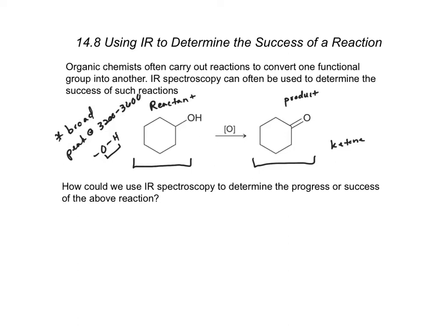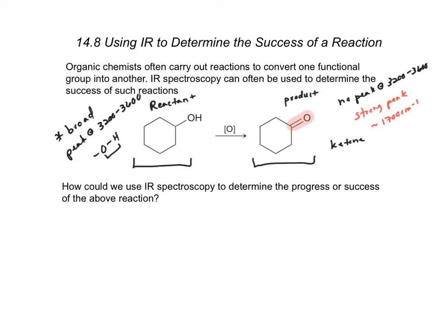No. So one big indicator is that there'd be no peak at 32 to 36. That would have completely disappeared. There's no more alcohol group. What would have come in instead that wasn't there in the original spectrum? How would you describe this peak? It would be a strong peak. Again, we could consult our little table to tell us where we could expect to find this ketone carbon-oxygen double bond: about 1,700.